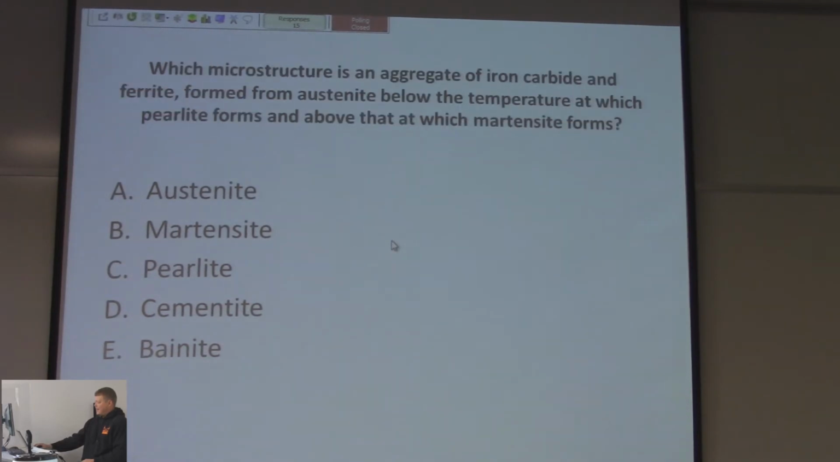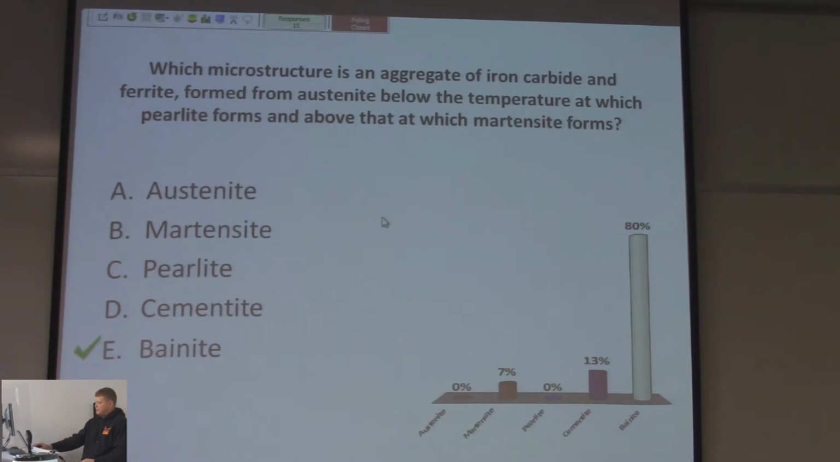Which microstructure is an aggregate of iron carbide and ferrite formed from austenite below the temperature at which pearlite forms and above that at which martensite forms? Austenite, martensite, pearlite, cementite, or bainite? Wow, 80% of you were 100% accurate in the correct answer of bainite. Remember, bainite is just a little bit softer than martensite. It just didn't quite get to martensite.